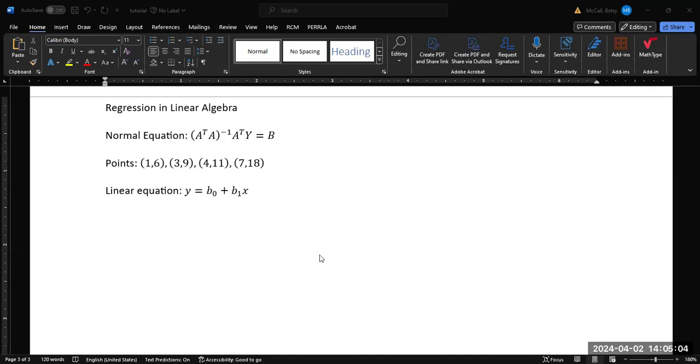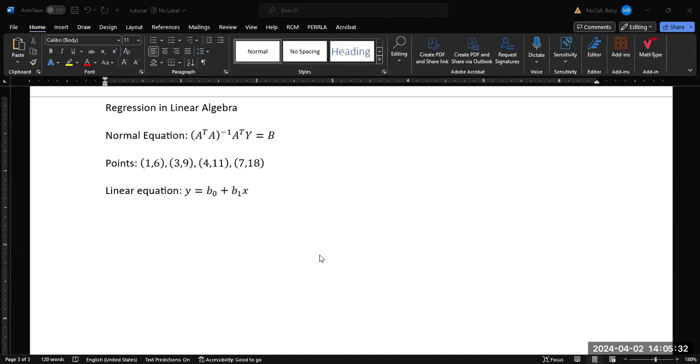Now, after we do this example with the linear equation, we'll do the same example with one other equation, just to see how the process is similar or different. But in linear algebra, there's this formula called the normal equation. And we're going to walk through how we derive this as we go through the example. But this is the equation that we're going to try to solve.